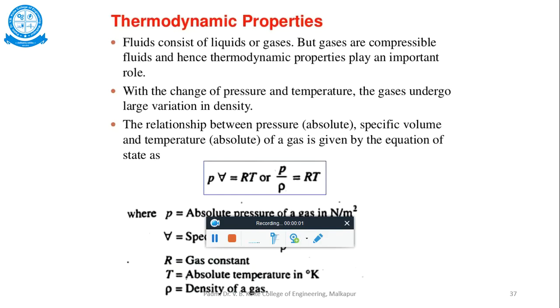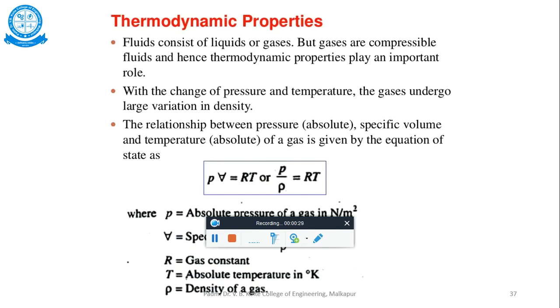Good afternoon all. The next topic of the fluid mechanics unit one is thermodynamic properties. Fluid consists of liquids and gases, but gases are compressible fluids, and hence thermodynamic properties play an important role in fluid mechanics only in terms of gases. With the change of pressure and temperature, gases undergo large variation in density.